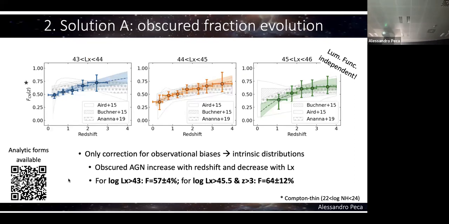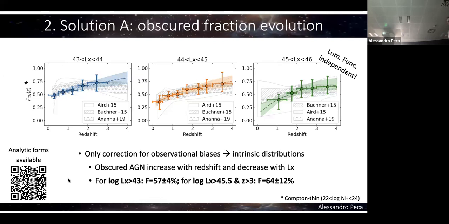Here you can see the fraction of obscured AGN as a function of redshift for 3 different luminosities. Unfortunately, we found only 2 Compton-thick AGNs, so we didn't include Compton-thick AGNs in our pipeline. So everything you see here is up to log NH 24. And you can clearly see how at all the luminosities, at least between log LX 43 and 46, as a function of redshift, there is a clear evolution.